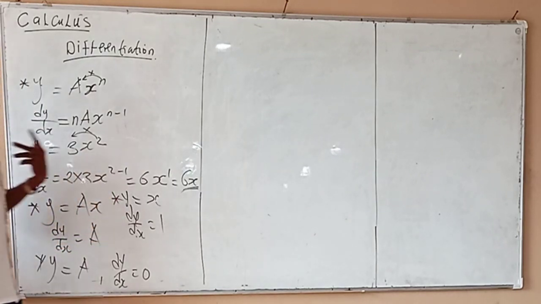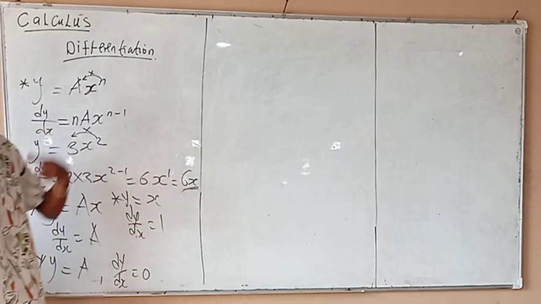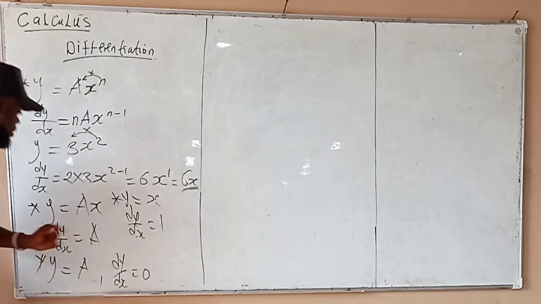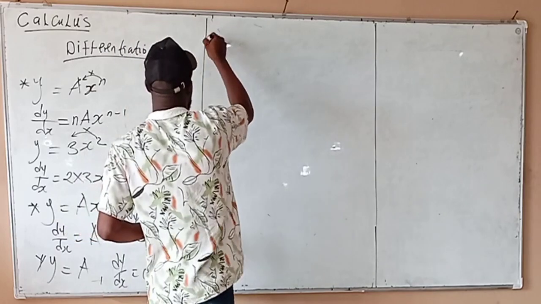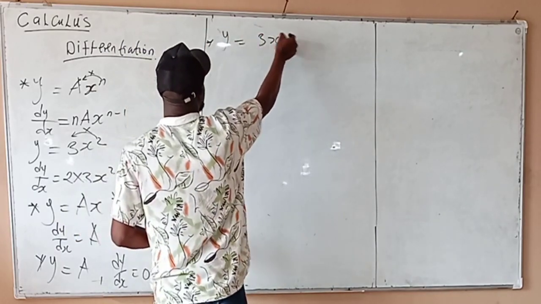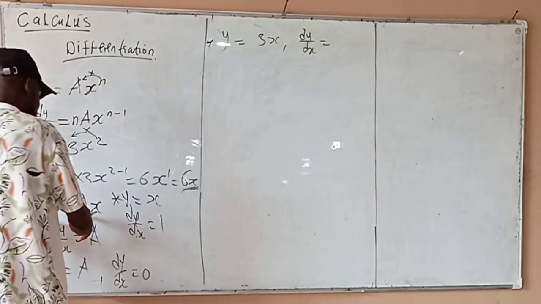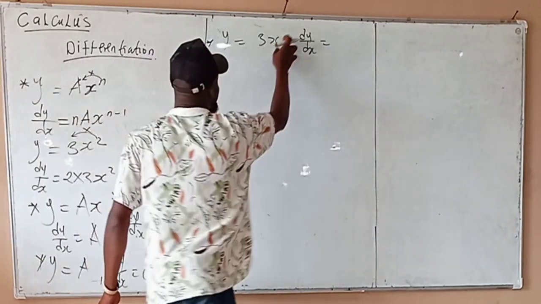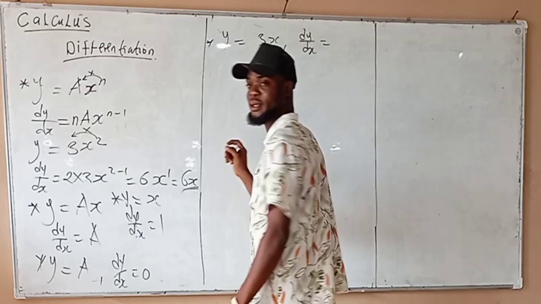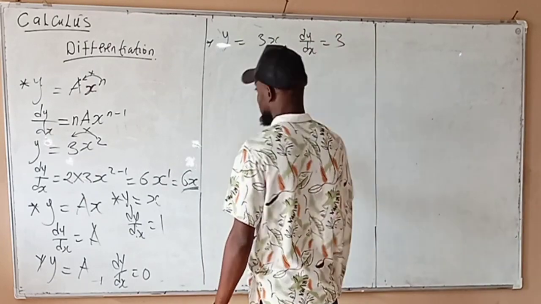If I differentiate it with respect to b, if that does not have b, it also becomes 0. Take note of that. So let's look at some questions. Let's have y equal to 3x. What is dy over dx? That becomes what? Ax becomes a. So 3x, the x will go since the power is just 1. So that gives us 3. Take note of that too.